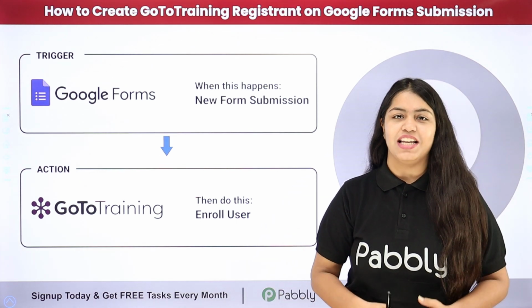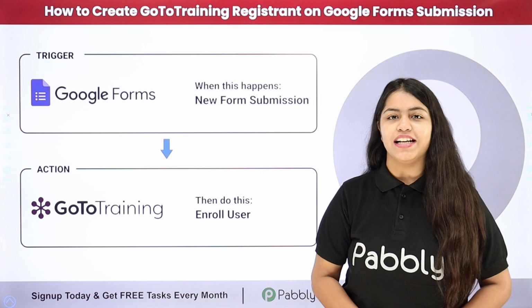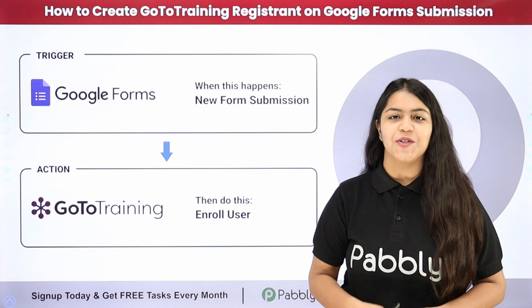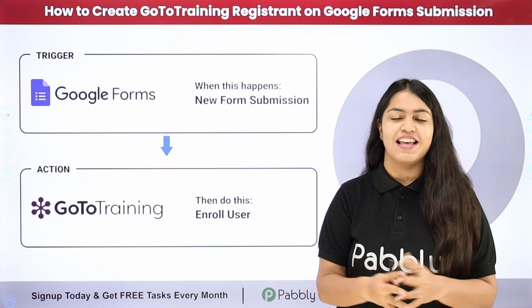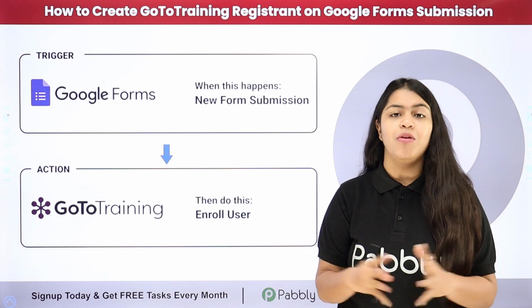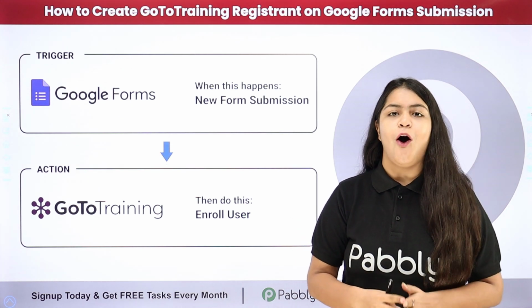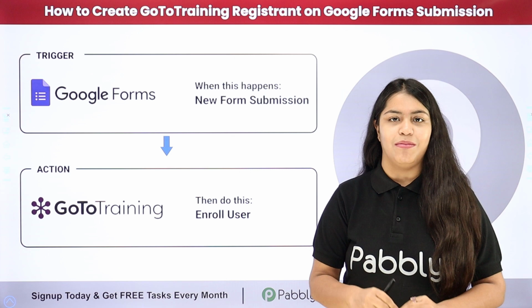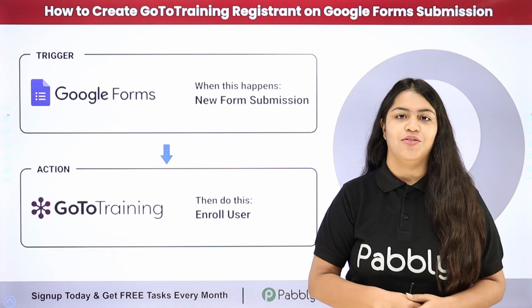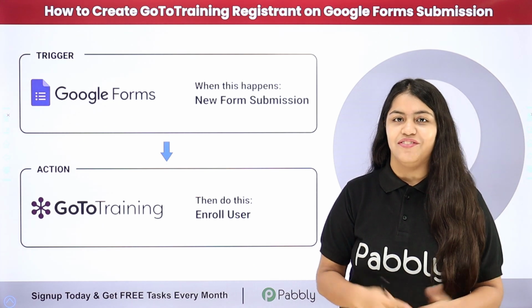So over here I'm running an edutech company and we regularly conduct webinars and events for our company, and we use Google Forms to collect the details of our registrants. So now what I want is that as soon as someone submits that Google form to register for my webinar, automatically with the help of the same submission details, a new registrant should be created in my GoToTraining account too. That too without any manual efforts.